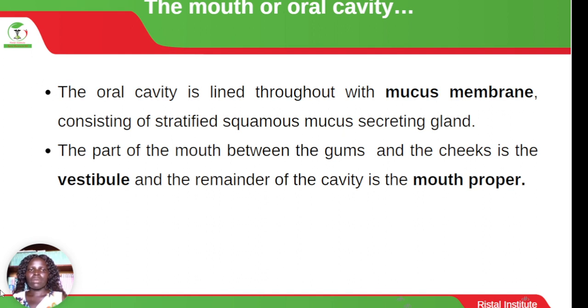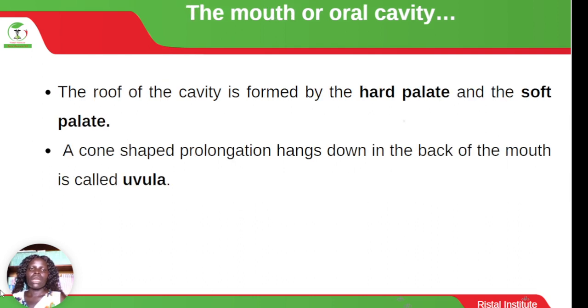The oral cavity is lined throughout with a mucous membrane consisting of stratified squamous epithelium with mucus secreting glands. The part of the mouth between the gums and the cheeks is the vestibule, and the remainder of the cavity is the mouth proper. The roof of the cavity is formed by the hard palate and the soft palate.